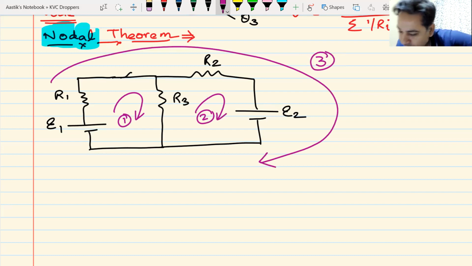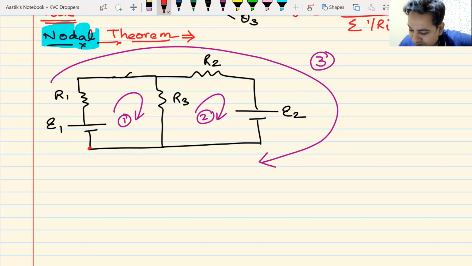Now, these three are not independent loops. If I add loop 1 and 2, I'll get loop number 3. If I subtract loop number 1 from loop number 3, I'll get loop number 2. So basically, you only have two independent loops. You understand this? Yes or no? Now, how do I solve this circuit?